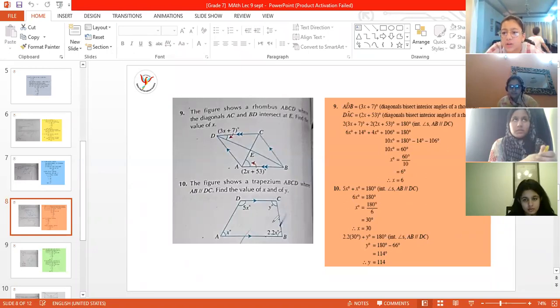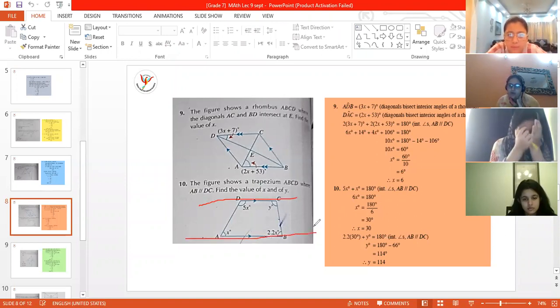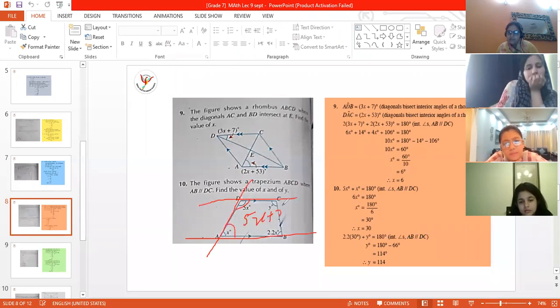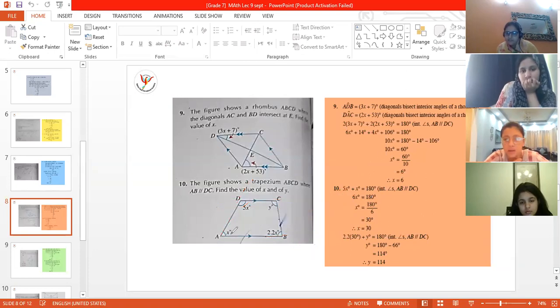Listen. This is the parallel line. This is the parallel line, right? In a trapezium, there is only one pair of parallel lines, right? This is the transversal. If this is the transversal, it means that the sum of interior angles is equal to 180 degrees. If this is 5x, this is x, add both of them. 5x plus x is equal to 180 degrees. You are able to solve the value of x, which is 30 degrees, right? This is x degrees, which is 30 degrees.